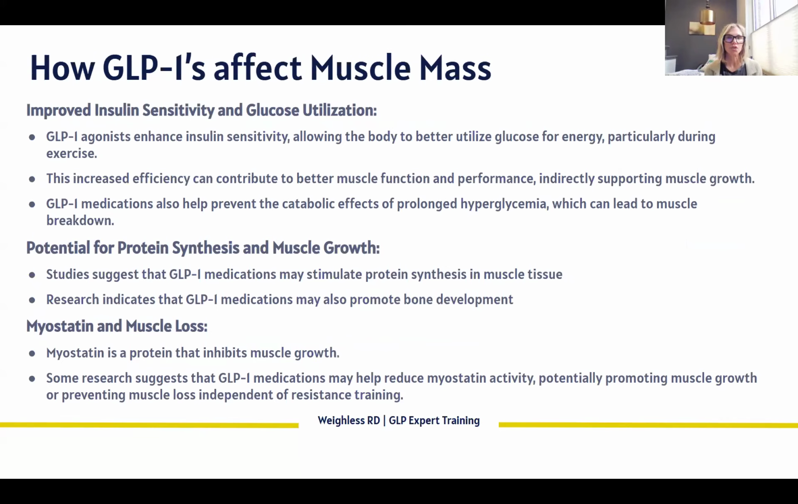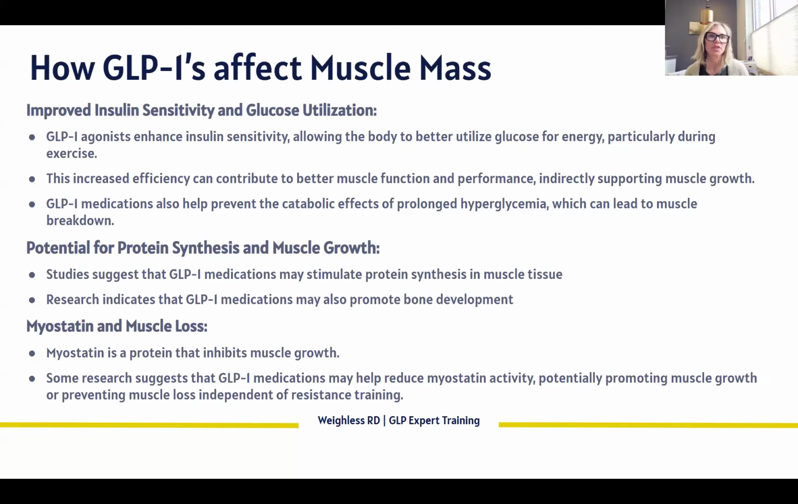Let's dig deeper into how GLPs affect muscle mass. And another great open dialogue, if someone has some thoughts on this area, I would love to hear more about that.